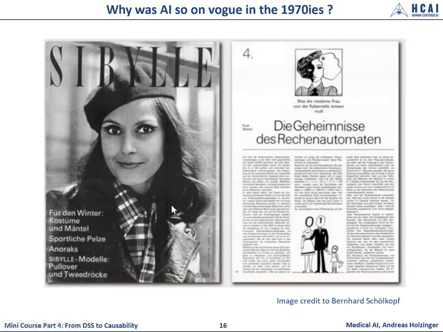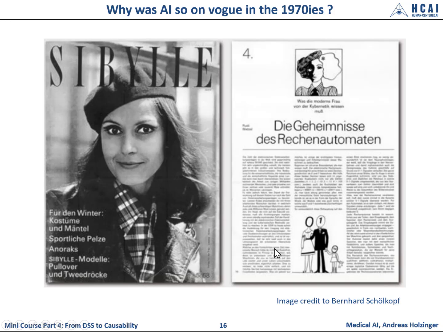Okay, so why was AI so in vogue in the 1970s? Here, a nice magazine from May 1968. So, die Geheimnisse des Rechenautomaten. Even in a fashion magazine, the possibilities of this upcoming artificial intelligence were discussed. And please remember, and this comes out beautifully here, we are dealing with 0 and 1. So they are well aware that we are talking about computational machines, Rechenautomaten.